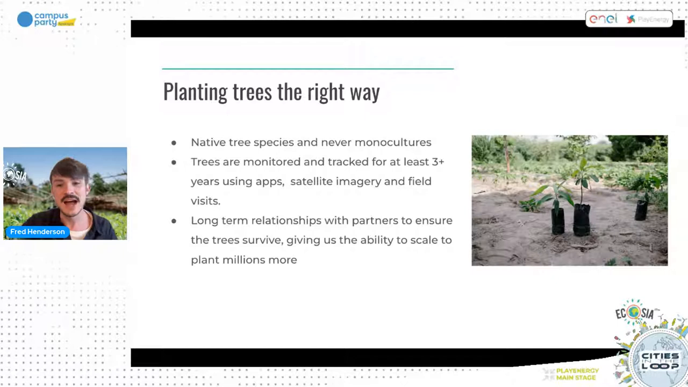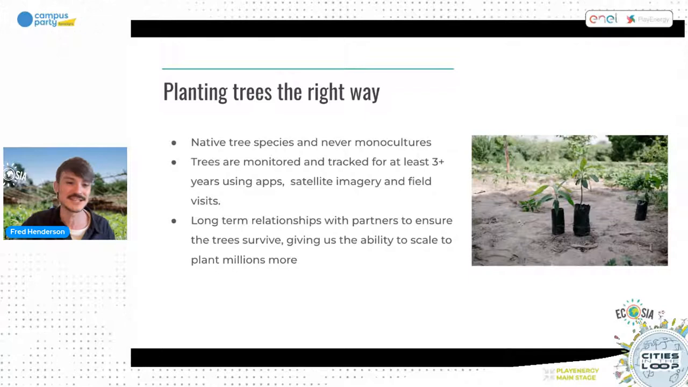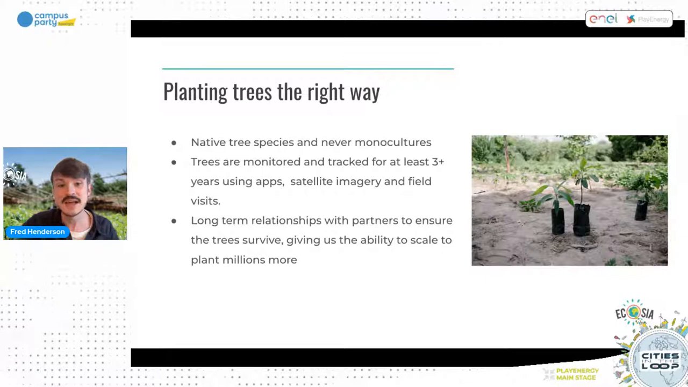And we always build long-term relationships with our tree planting partners, as this really does ensure that there's no motive for the trees to be cut down. And by having this close partnership, we are always trying to find ways that we can help our partners to scale, to ultimately plant millions more trees.